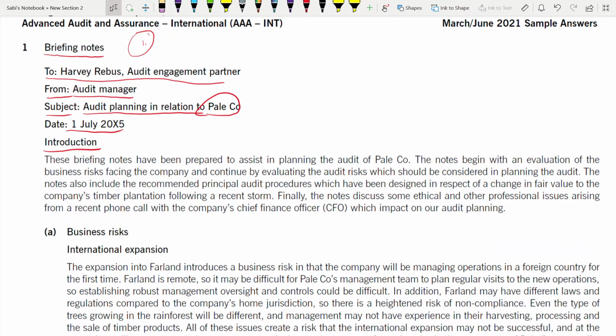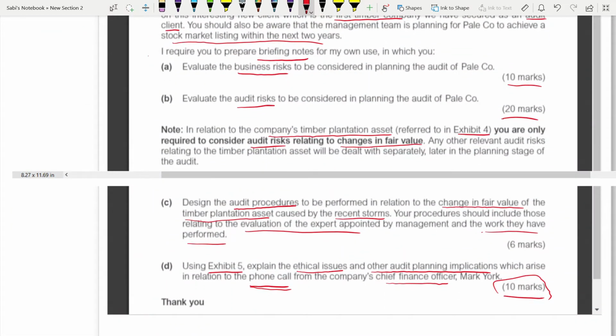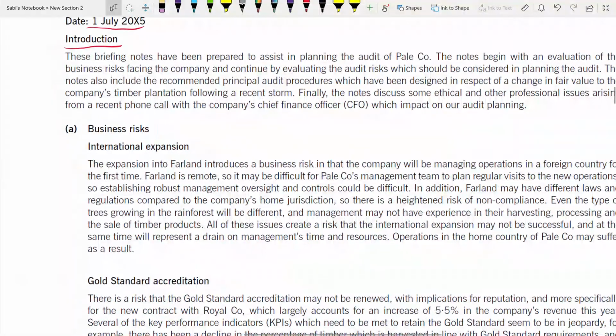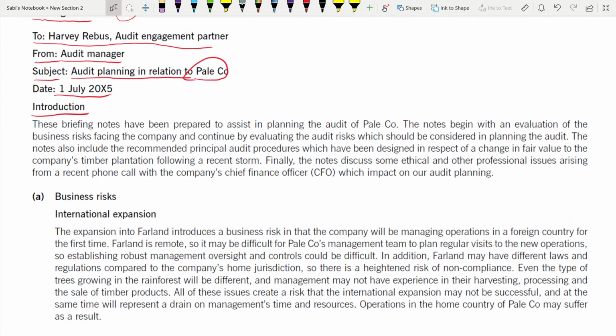How are you going to write this introduction? When you have to write it, just take from here in your Exhibit 1. All the requirements that you're supposed to do, you write in the introduction. For example, you are supposed to evaluate business risk and audit risk, design audit procedures, then talk about ethical issues. All those things, in short, summarize and write in the introduction. But it has to be in order. First, you talk about the business risk, then the audit risk, then the audit procedure, then the ethical issues and other professional issues.